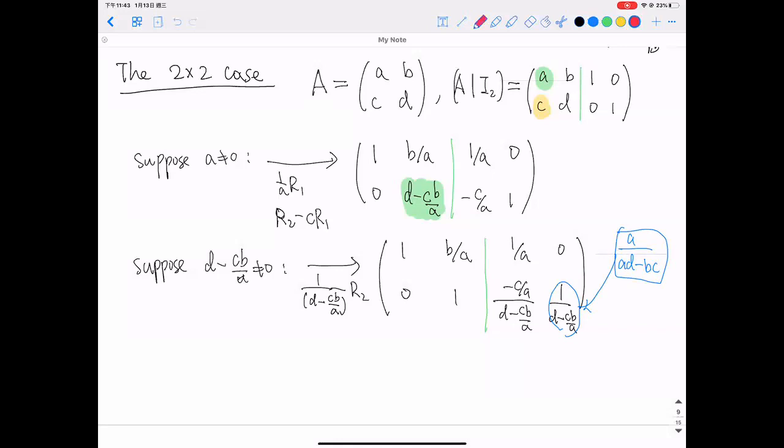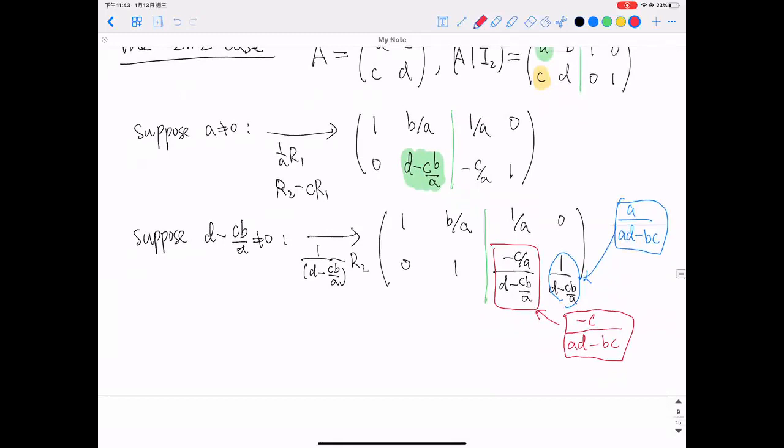Now, this entry here, you can process in the same fashion, multiplying both the top and the bottom by A. That'll give you minus C divided by AD minus BC. Okay. All right, so now we have one more thing to do, and we need to turn this matrix into reduced echelon form.